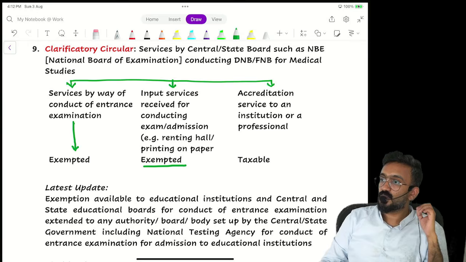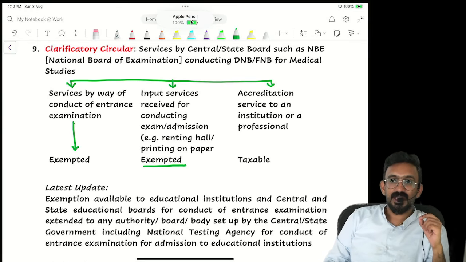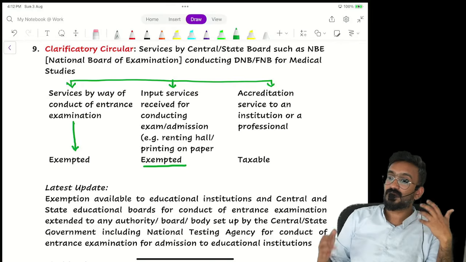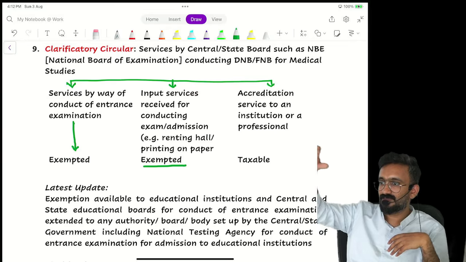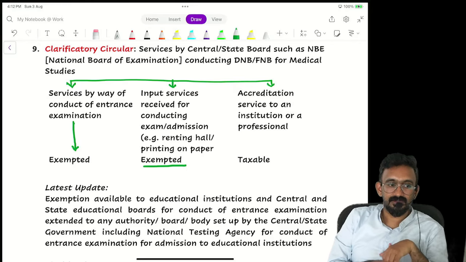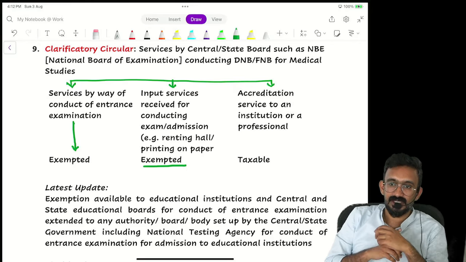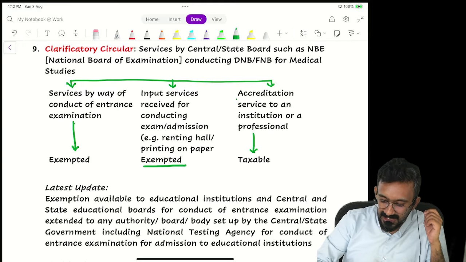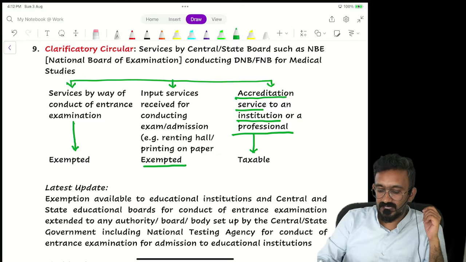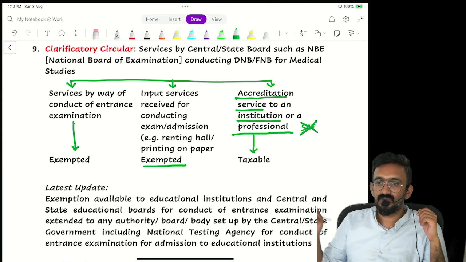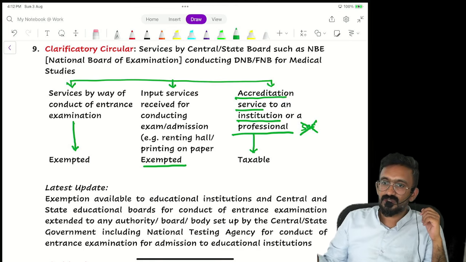Then once you qualify, you will become a member of National Board of Examination. Once a doctor, you will become a doctor. Or if a hospital wants to hire people from National Board of Examination, then they need to get an affiliation or accreditation from National Board of Examination. Here, who is the recipient? When they give the services of accreditation, who is the recipient? Either it's an institution or a professional. Can I call them SSF? No. If they provide services to professionals or institutions, it will be taxable.